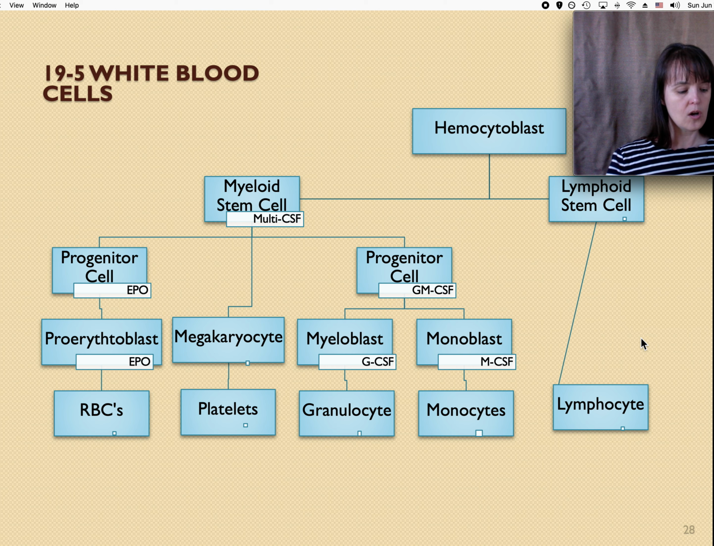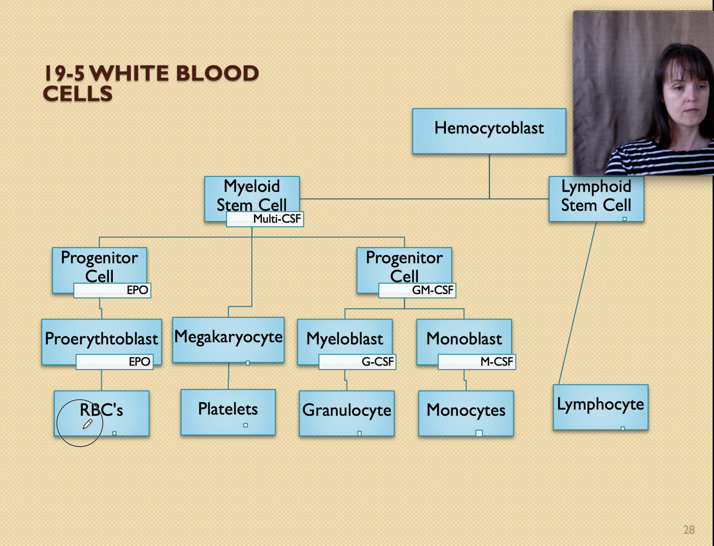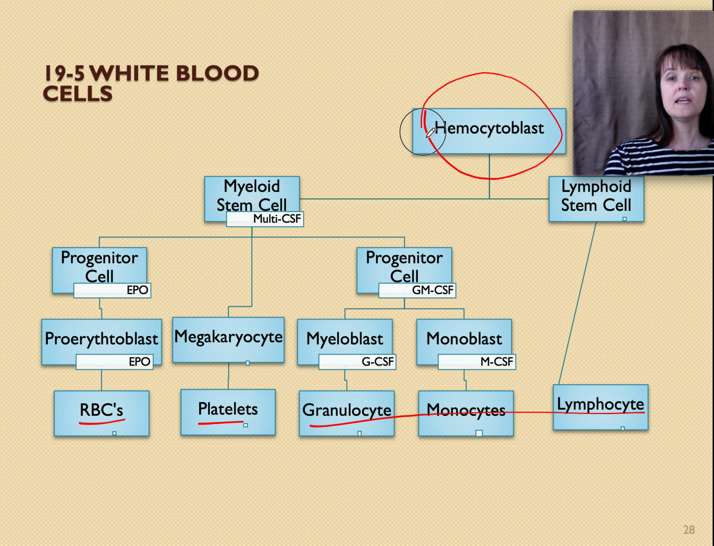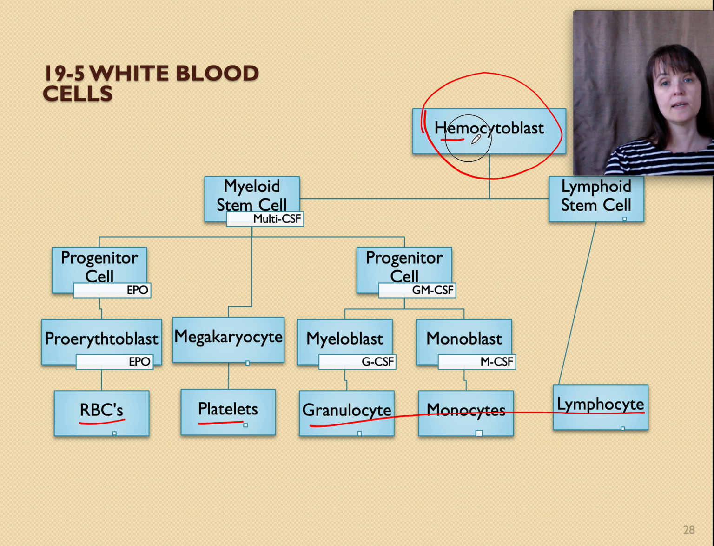So for all of these, the red blood cells, the platelets, and all the leukocytes, the white blood cells, you start with a hemocytoblast. Hemo means blood, cyte means cell, a blast cell is a builder cell. So there's a cell that builds blood cells. Build blood cells. Easy peasy.